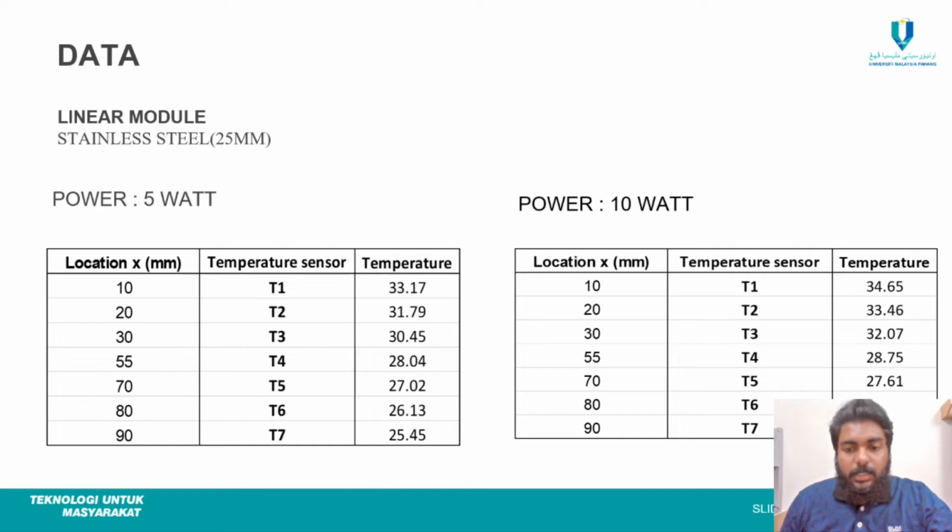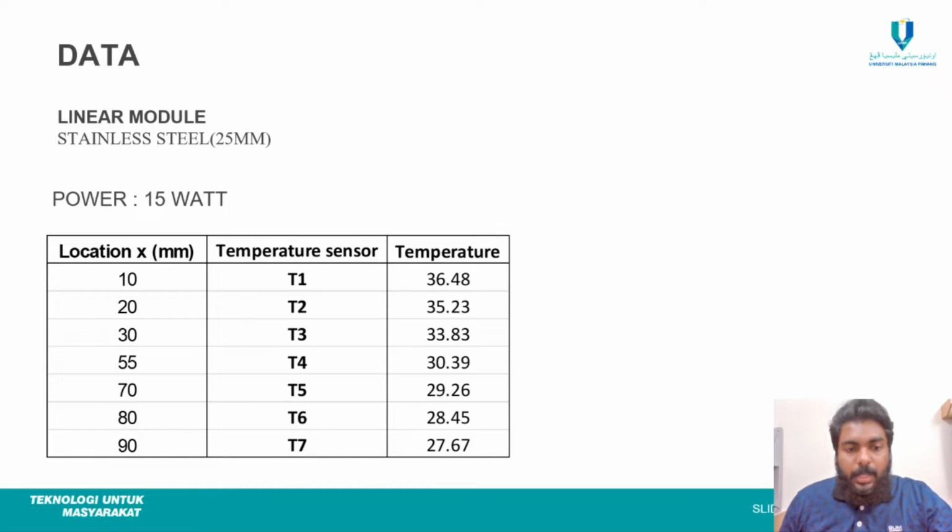So now I'd like to explain about the results and data of our experiment. First, this is the data given by our lecturer. First is the linear module. We used stainless steel and the diameter is 25 mm. The first table is 5 watt of power, the second table is 10 watt, and the third one is 15 watt, stainless steel as before. All these tables include the location, temperature sensor, and the temperature.